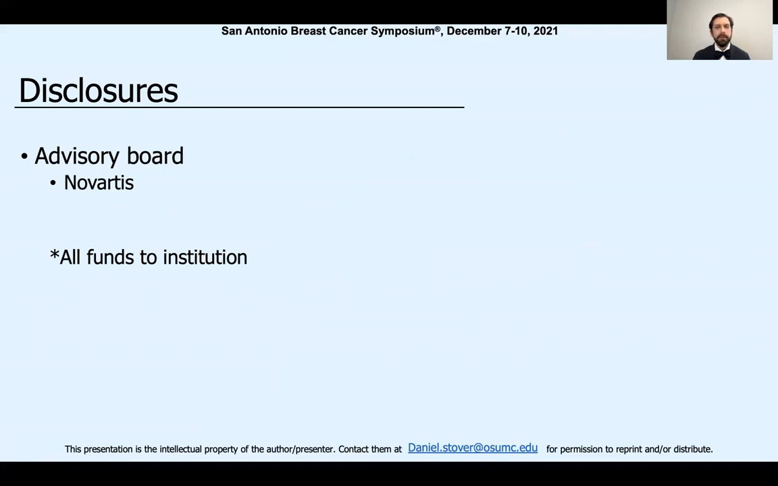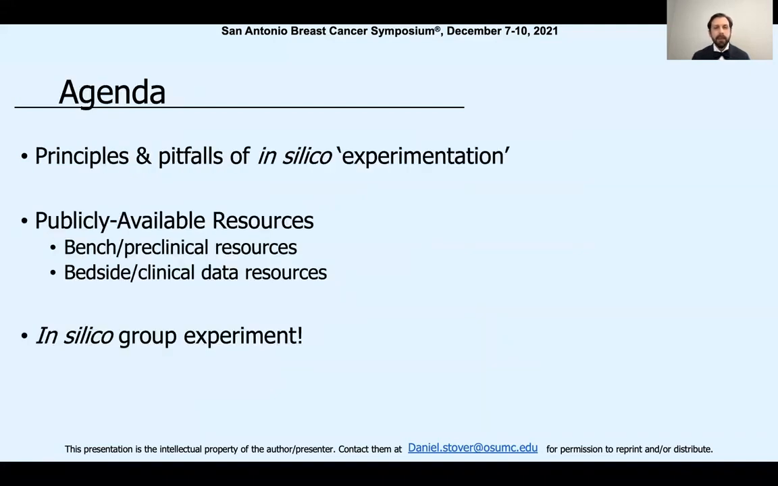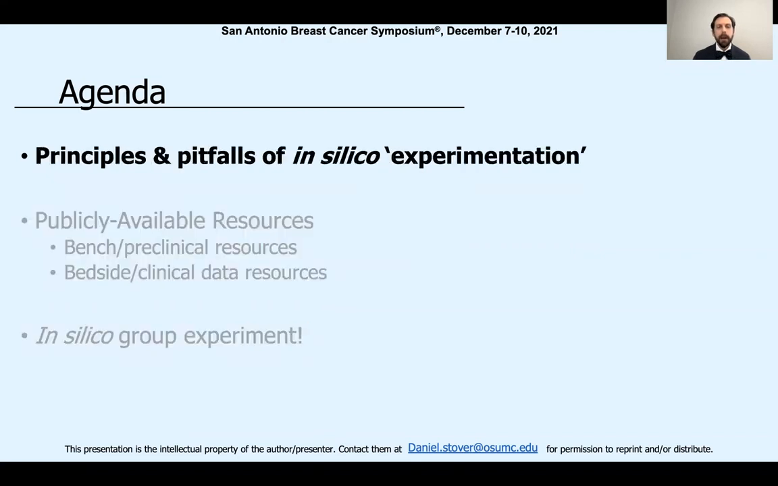These are my disclosures. So today we're going to start by discussing principles and pitfalls of in silico experimentation because there's never a free lunch. Then we'll walk through some publicly available resources, both basic as well as clinical. And then we'll do an in silico group experiment to put these into play. So first, thinking about principles and pitfalls of in silico experimentation.